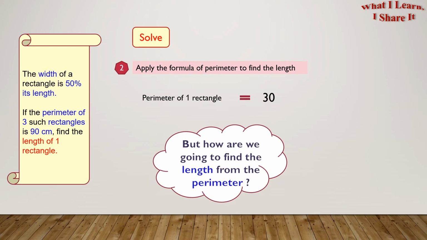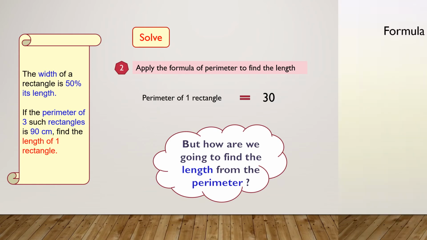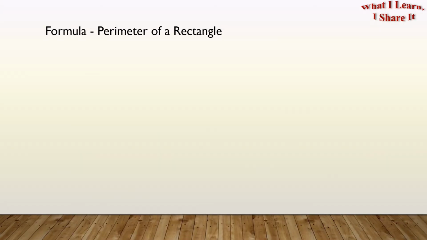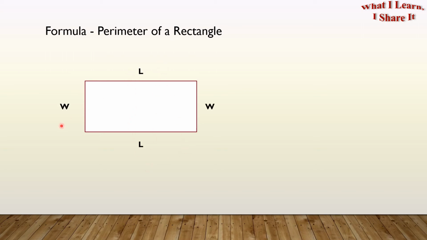But how are we going to find the length from the perimeter? Well, let's try to find the formula for the perimeter of a rectangle. Here we have a rectangle. Let's represent the length by L and the width by W. Since the sum of all sides is the perimeter, for this rectangle, the perimeter will be L plus W plus L plus W.